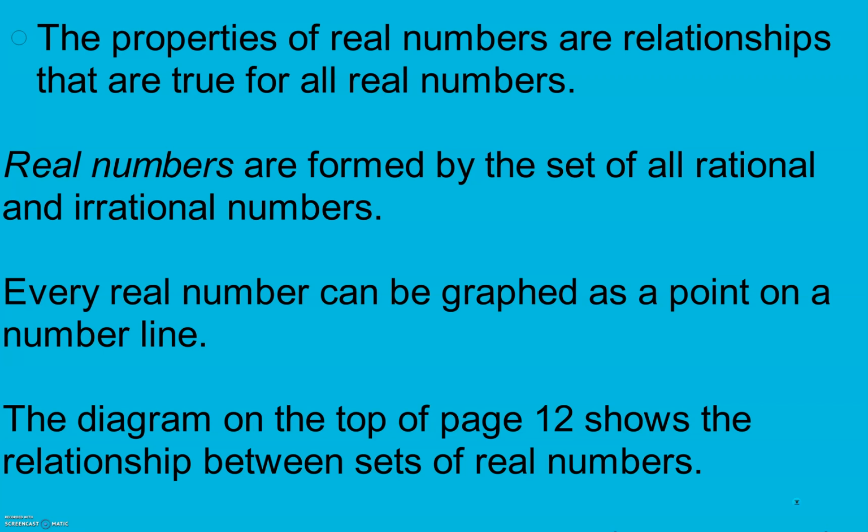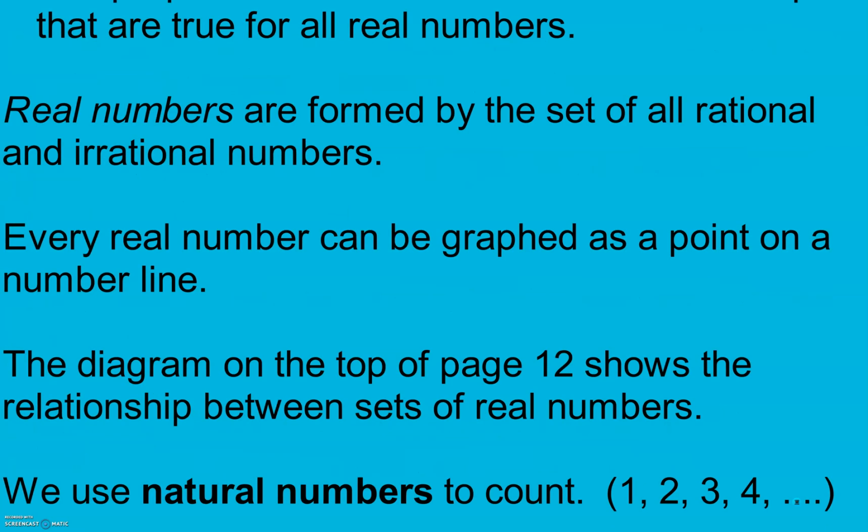So real numbers are formed by the set of all rational and irrational numbers. Every number that you know right now is a real number. And every real number can be graphed as a point on a number line. There's a diagram on the top of page 12 that shows the relationship between sets of real numbers.